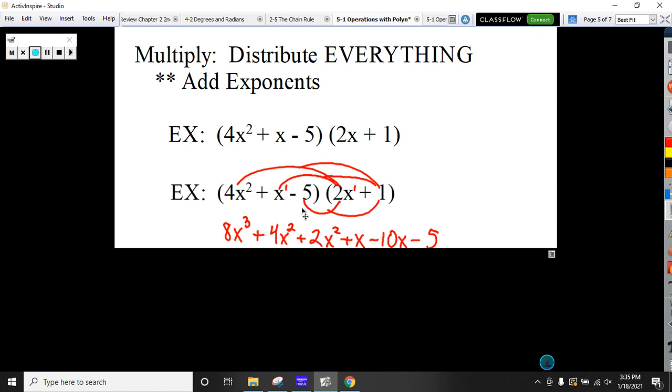Then finally we have to take negative 5 times everything. So negative 5 times 2x is negative 10x. Since 5 didn't have an x, the exponent didn't change, it just stayed x. Then negative 5 times 1 is negative 5.